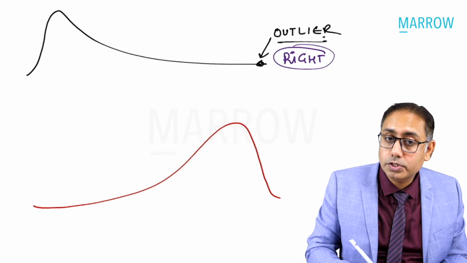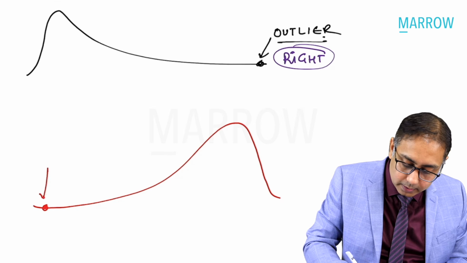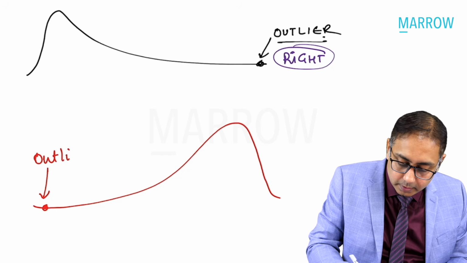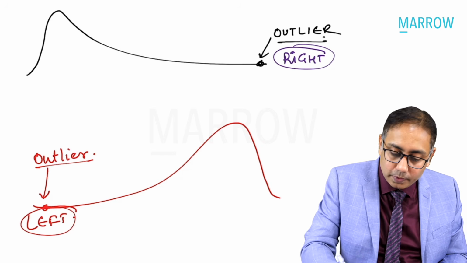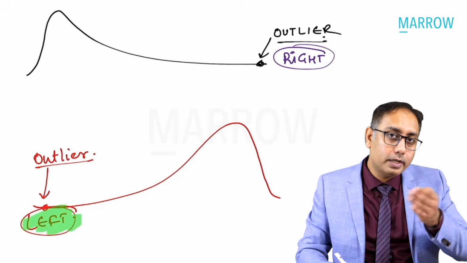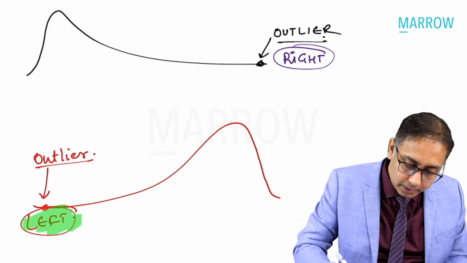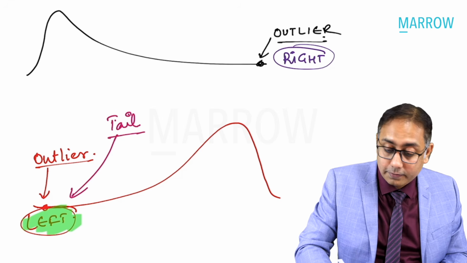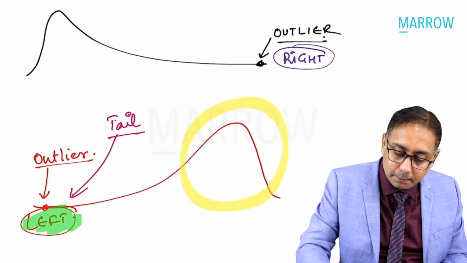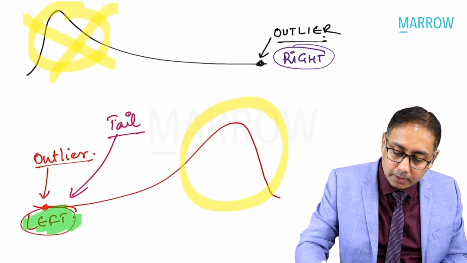So this could be your skew. Now where is the outlier? The outlier, or the extreme values, is on the left side. Mind you, whenever you see the outlier on the left, always see the tail. Beta, you always have to see the tail. Never look at the mountain part. Don't ever look at the mountain part.